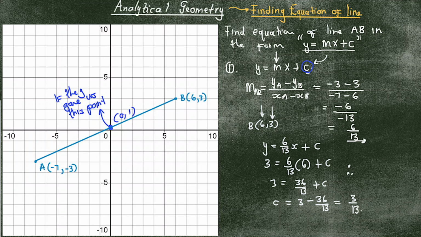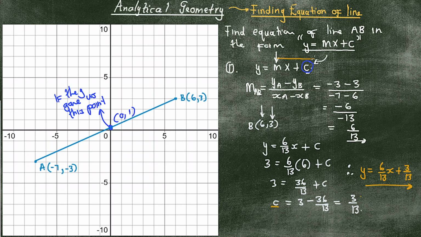Therefore, the equation should look something like 6 over 13, that's m, x plus c, which is 3 over 13. This is our final answer. So this is the equation for the straight line.